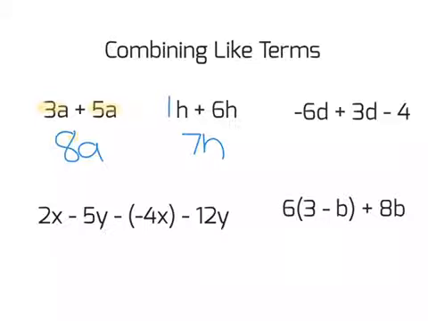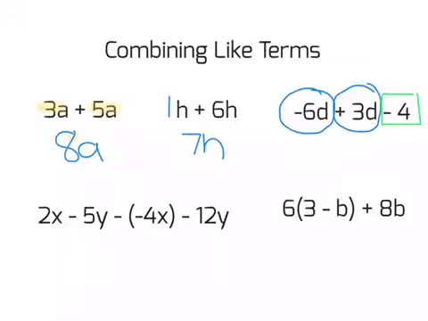Now the next one, I have negative 6d plus 3d minus 4. I'm going to go ahead and circle my like terms. And I always include that operation symbol out front so I don't forget when I'm putting them together. So negative 4 is called a constant. That does not have a variable with it. So I'm going to put a green square around that one.